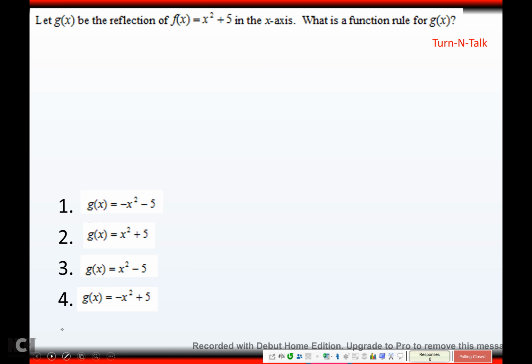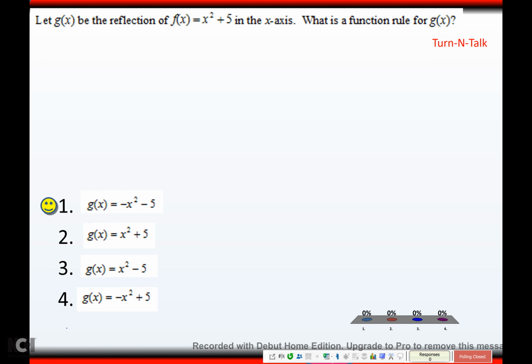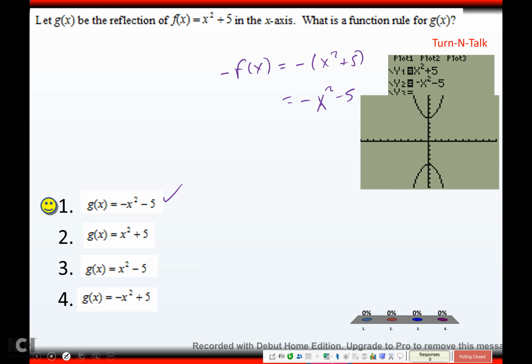Okay, you try this one. They want you to reflect over the x-axis. Hit pause. Come back when you're ready. And hopefully you got one. If they want me to reflect over the x-axis, that means the whole function gets multiplied by a negative. So I would have negative x squared plus 5, which gives me negative x squared minus 5. Alright, there's the graph to back it up.